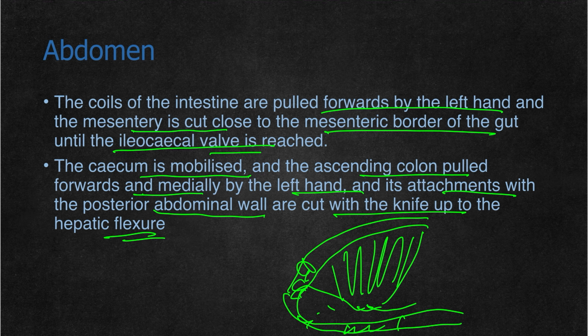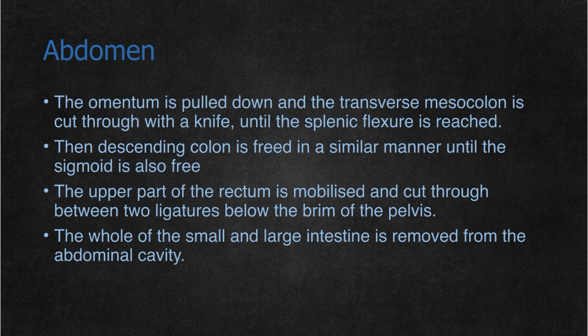So, the intestine is followed till the colon is reached, and the intestines are usually separated from the abdominal attachments. Then the omentum is pulled down. Then the transverse mesocolon is cut through with the knife until the splenic flexure is reached.